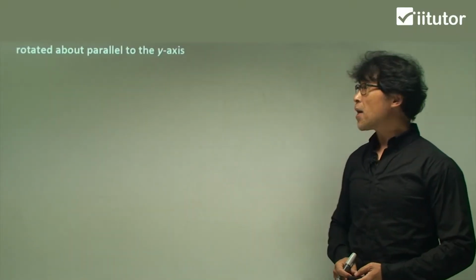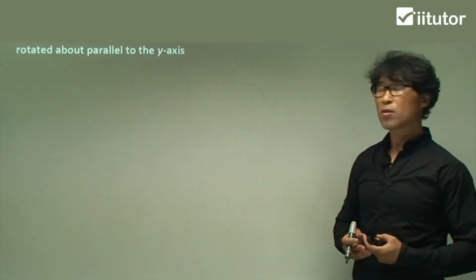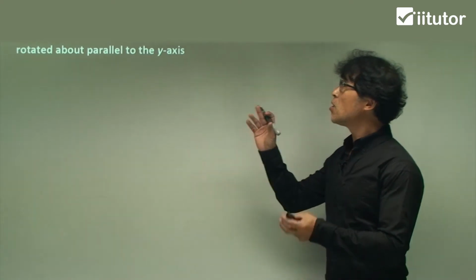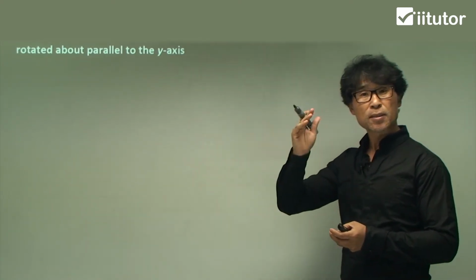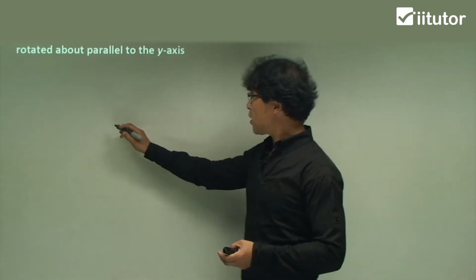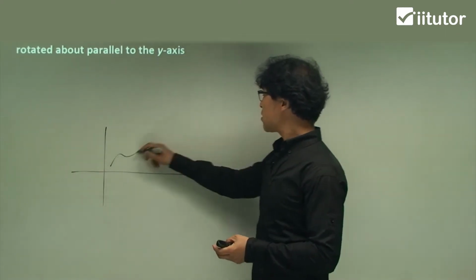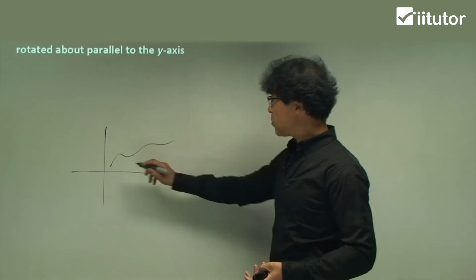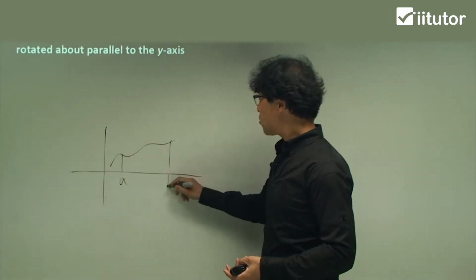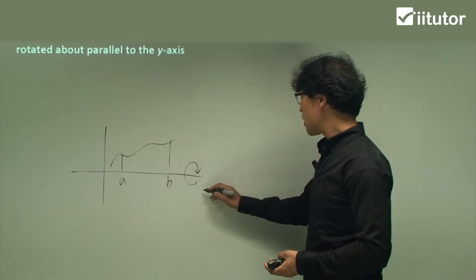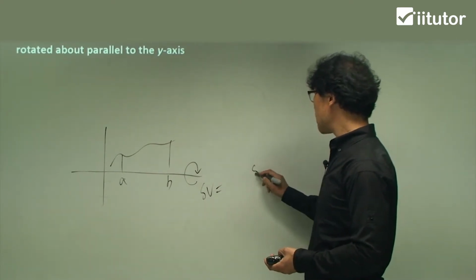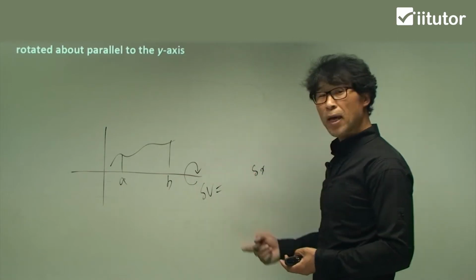Hello everyone. The topic that we are going to cover throughout this lesson is the volume with respect to the parallel y-axis. Okay, so what we have usually done is to take a shape, say between A and B, and rotate it about the x-axis. Then delta volume is with respect to delta x, because it is rotated about the x-axis.